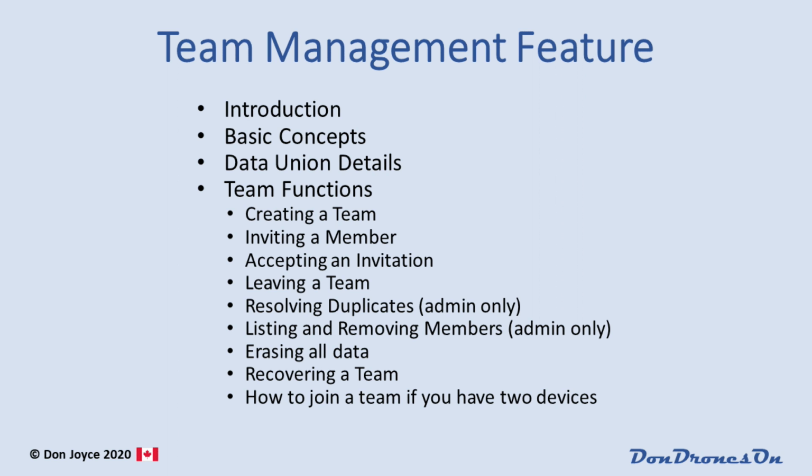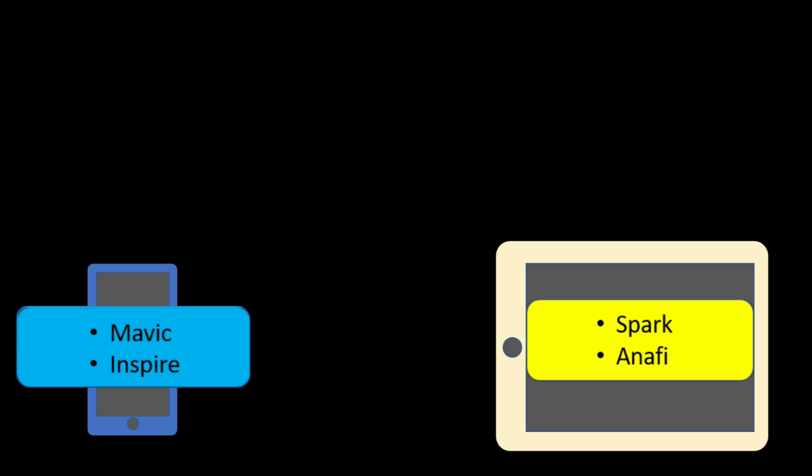Let's get into it. So let's suppose we have a phone and a tablet, both running Drone Pilot Canada, and we'd like to synchronize their data. And suppose that on the phone we have defined two drones called Mavic and Inspire, and on the tablet we have two more drones called Spark and Anafi. Let's have the phone create a team, which is what we call Synchronized Devices.